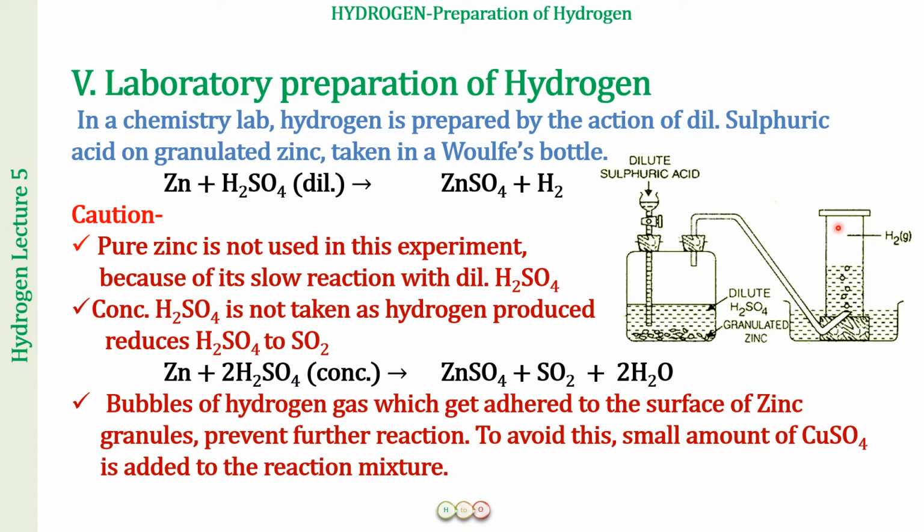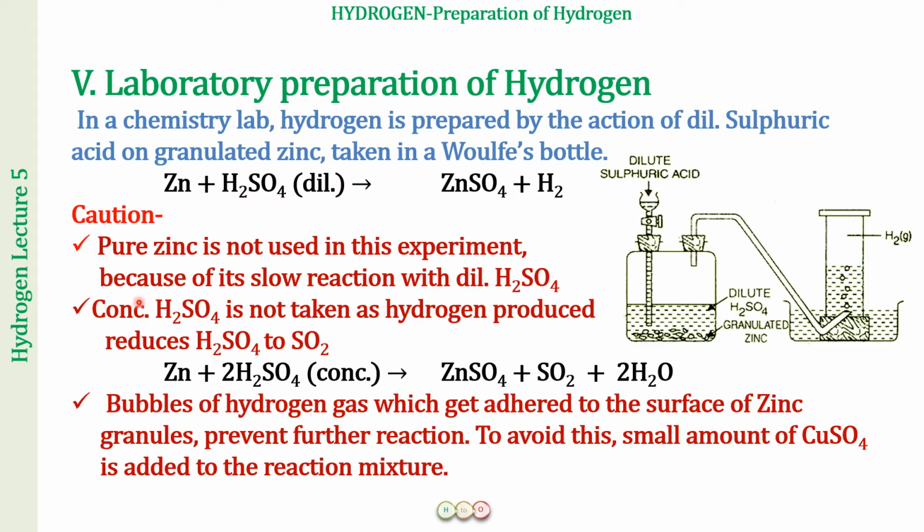But now there are certain things which are very important for this experiment that you should know. What are they? Let us understand them. First is that we do not take pure zinc in this experiment. Why? Because it reacts very slowly with dilute H2SO4. What we do is we take impure zinc, which speeds up the reaction by forming electrochemical couples. Next thing that you have to remember is that we do not use concentrated H2SO4 for the experiment. We always take dilute H2SO4.